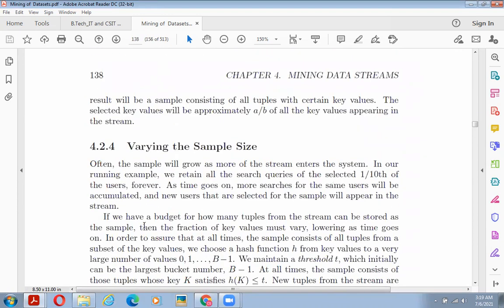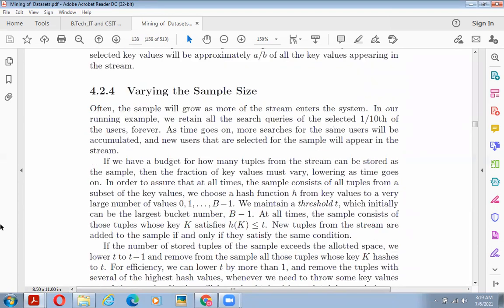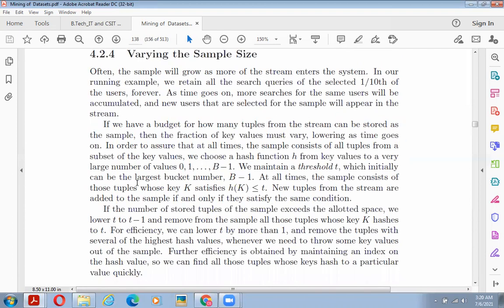Okay. Next, how do we go for varying size? Now the sample is of fixed size. We select 10, the sample is based on the 10 size and we act accordingly. What if the sample size is very much different? Often the sample will grow as more of the stream enters the system. In our running example, we retain all the search queries of the selected 1 by 10th of the users forever. As time goes on, more searches for the same user will be accumulated, and new users that are selected for the sample will appear in the stream.